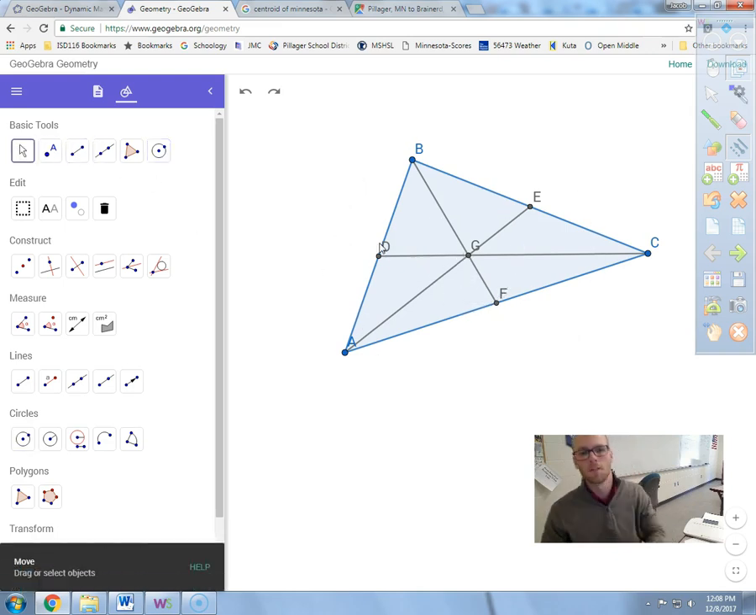This point has a special name. It's called the centroid. So what's special about it? There's no circle, is there? Well, you just found the centroid of this piece of paper.